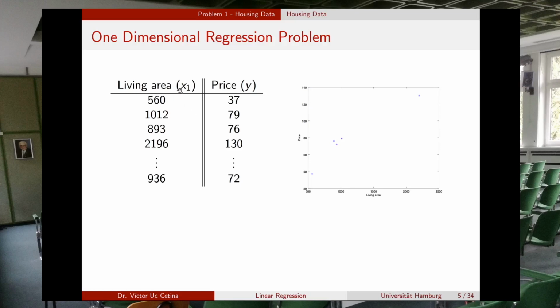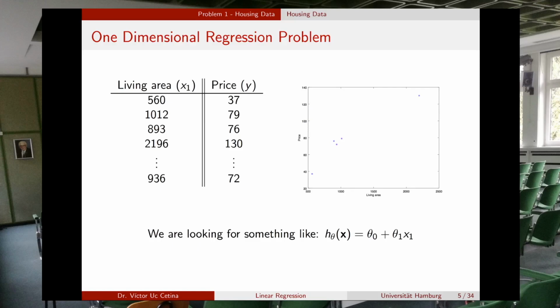So let's call our first data here, the living area, x1. This is going to be our input variable, and based on the input variable we will want to predict the output variable, which in this case is the price, and we are going to call this y.